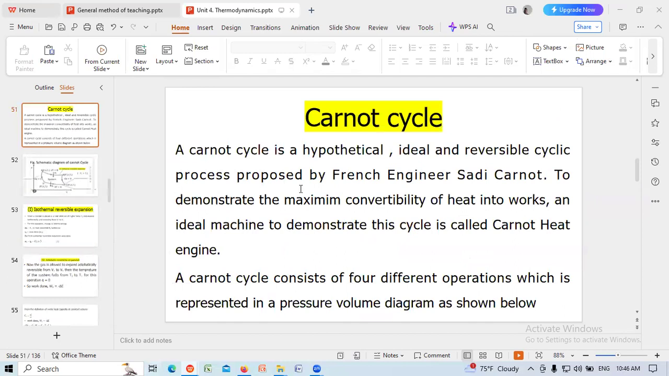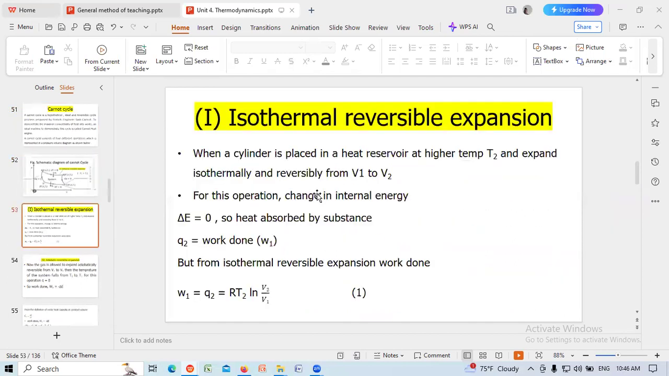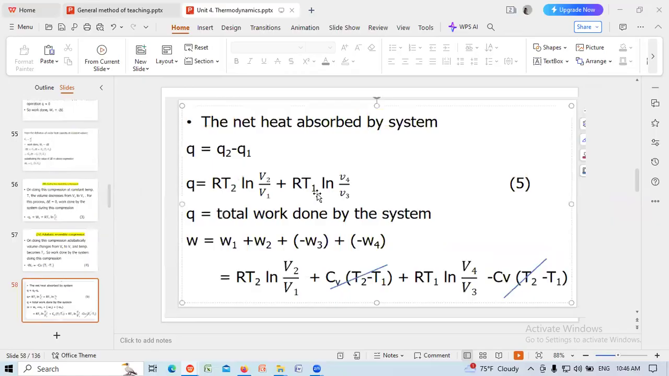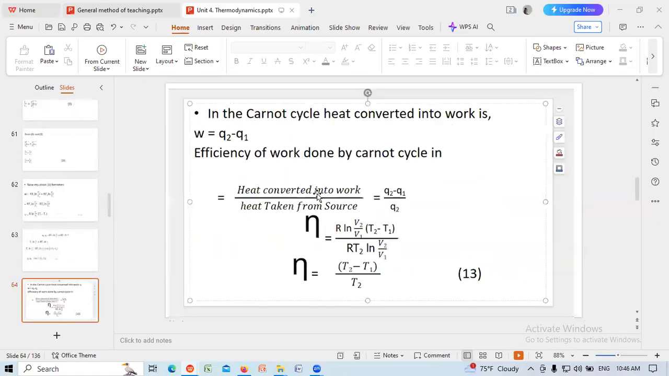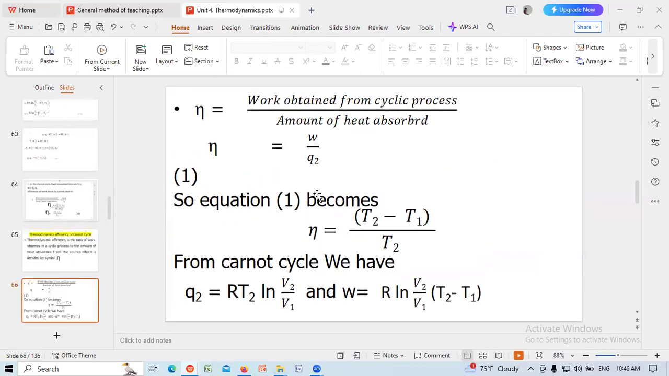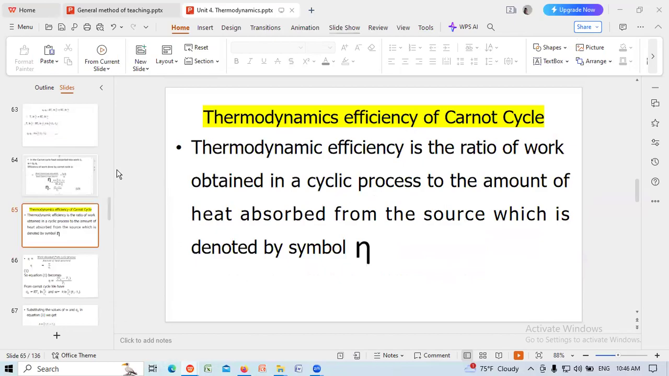Okay, I have discussed the Carnot cycle and the thermodynamic efficiency of the Carnot cycle.